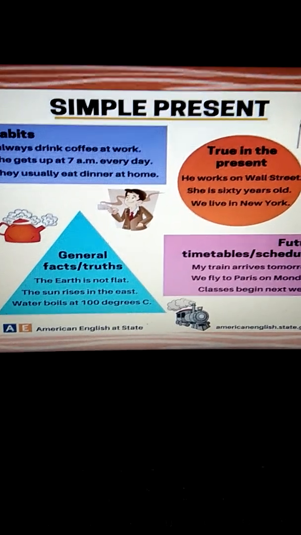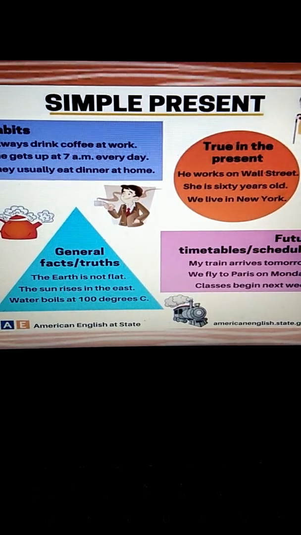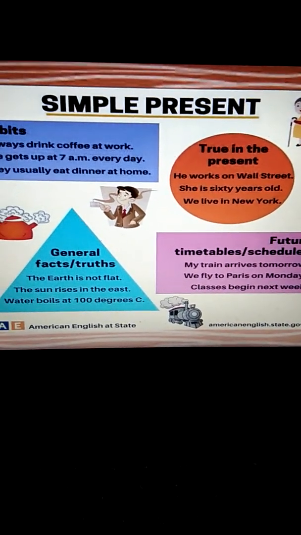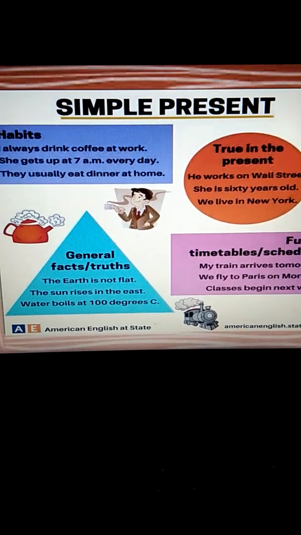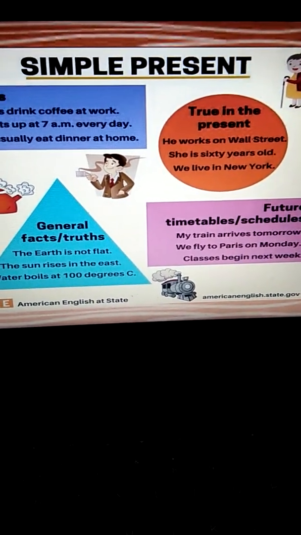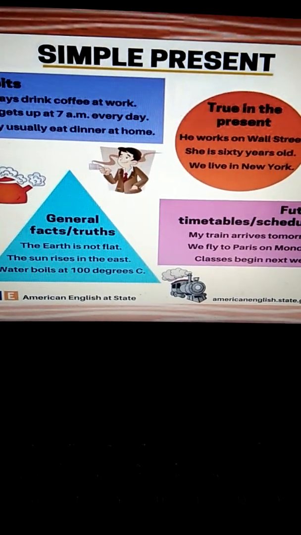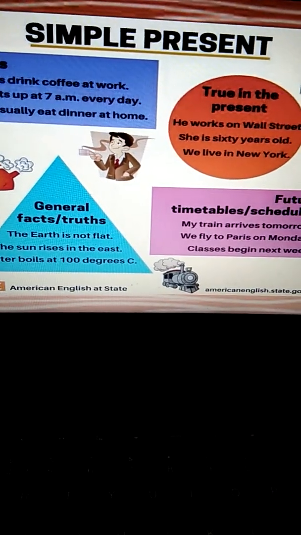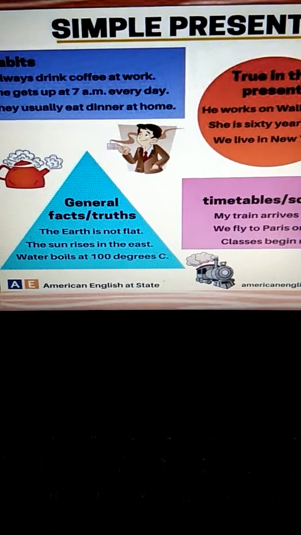Then something which is true in the present. He works on Wall Street. She is 60 years old. We live in New York. So these are true facts which are true in the present. Now, general truths or universal truths we can say. Earth is not flat. Sun rises in the east. Water boils at 100 degrees centigrade. So these are a few general truths, universal truths which can never change.